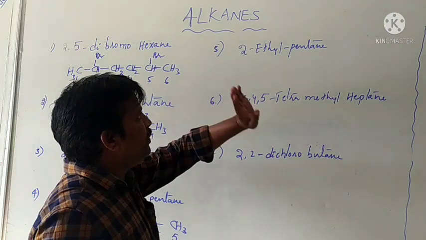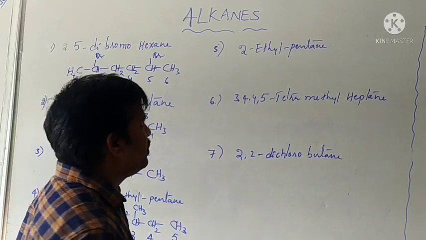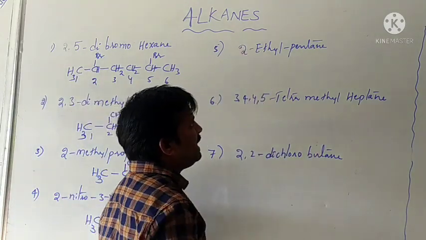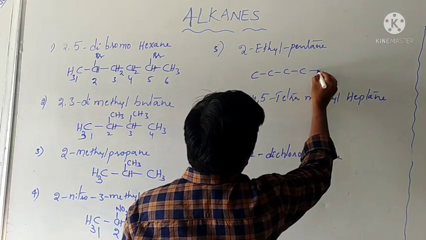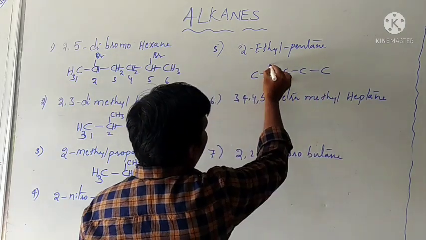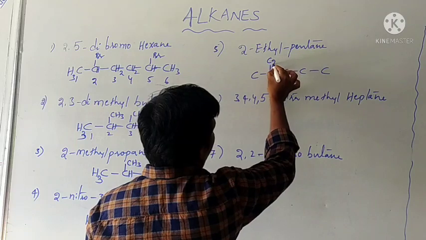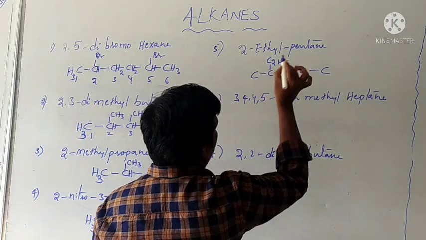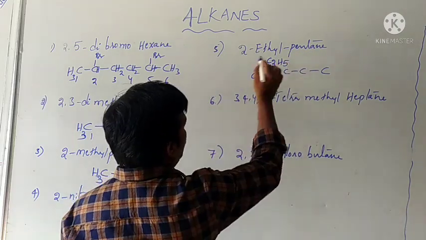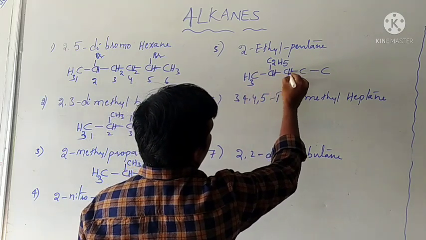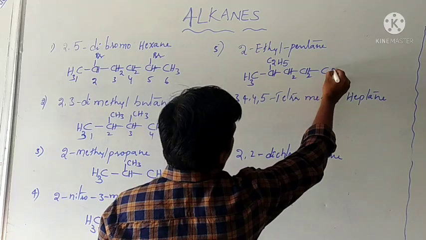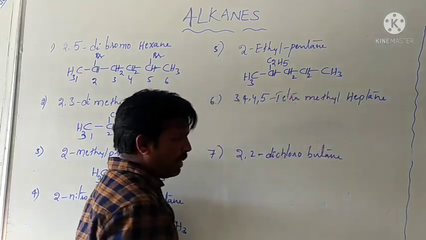And the fifth one, 2-ethylpentane. Ethyl is the substituent. Pentane means a total of 5 carbons are present in the carbon chain, and the second position is attached with ethyl, C2H5. 2-ethylpentane. That is CH2, that is CH2, that is CH3.